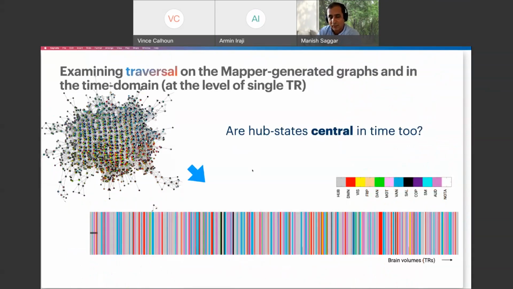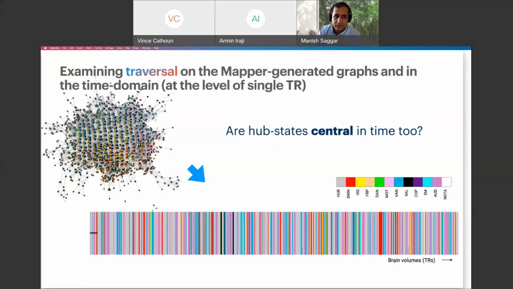Now let's look at traversal in the time domain. Instead of looking at the traversal on the manifold, which may or may not follow the same path in time, we can go from each manifold node back to individual TRs. Essentially, for each node you have a bunch of TRs, and for simplicity's sake, I took the majority network of the node. If the node has the default mode network as the majority, then the TRs within it get the default mode label, if I'm unpacking it at the TR level.